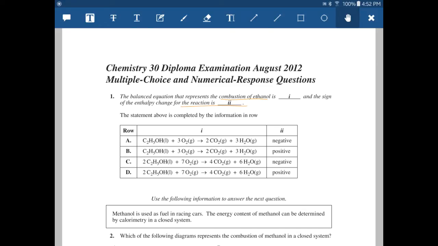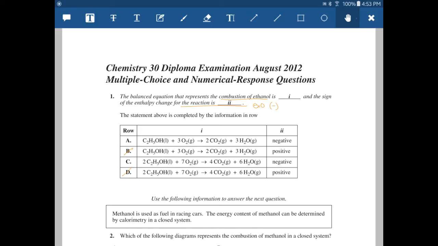The combustion of ethanol, now the combustion of basically anything will give us an exothermic reaction. So exothermic reactions have a negative enthalpy. So the sign of the enthalpy change for this reaction is going to be negative. So I can definitely rule out B and D as options right off the get-go.